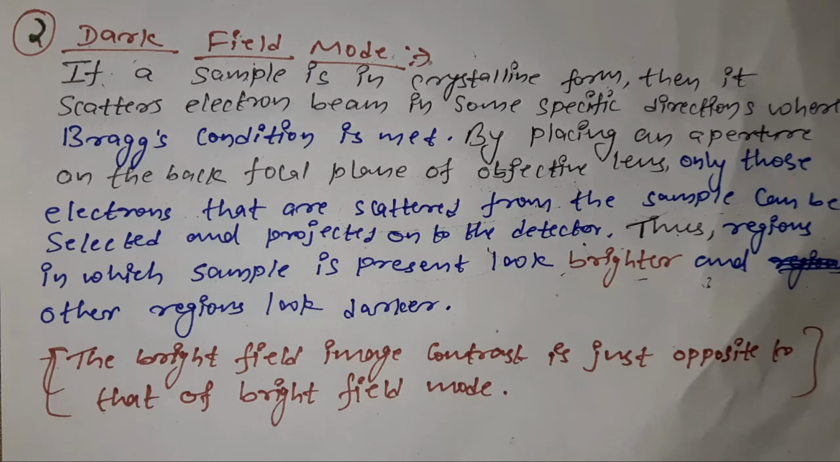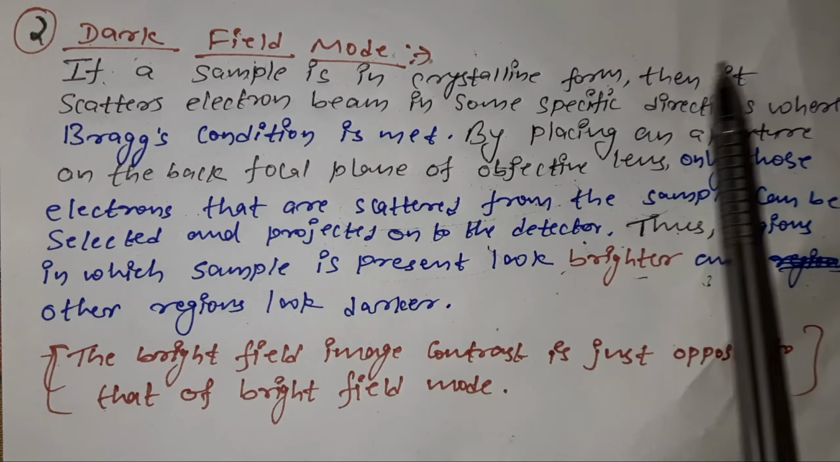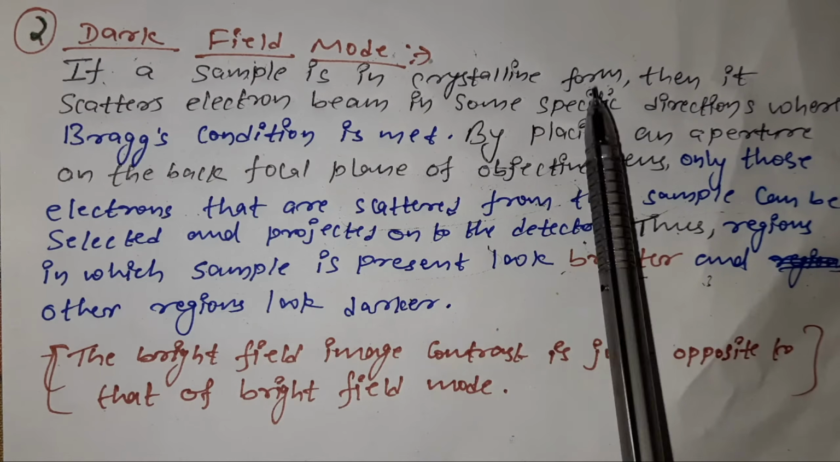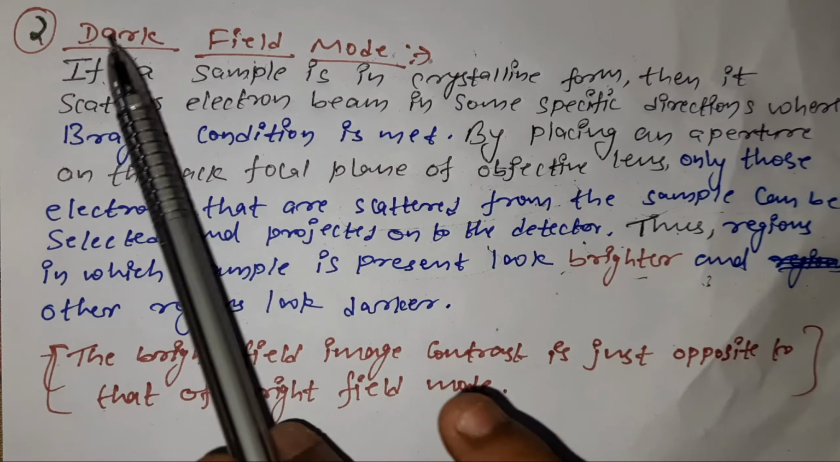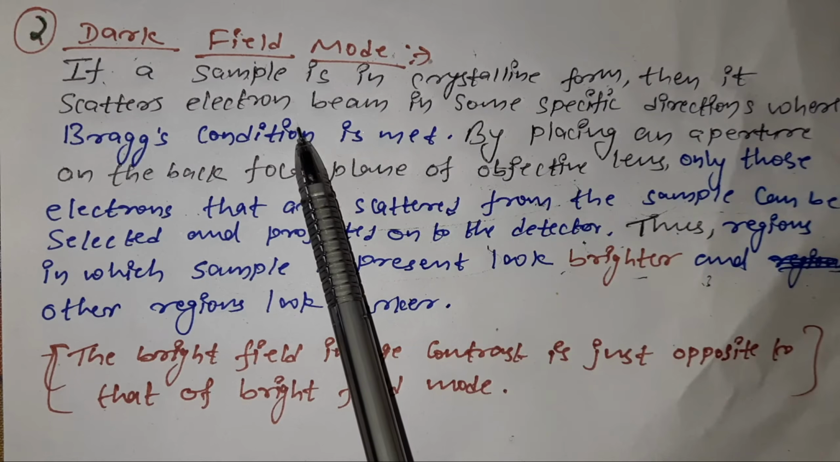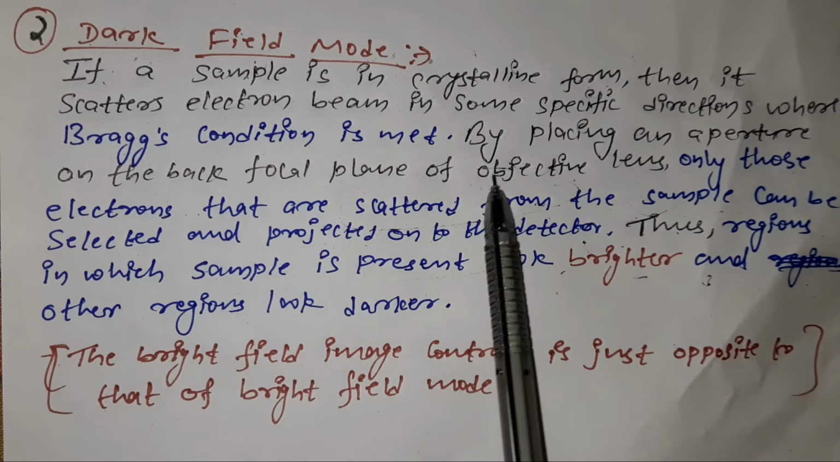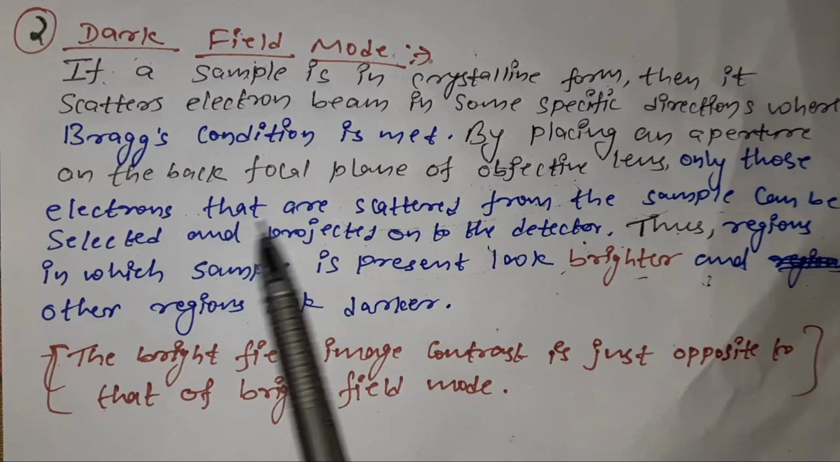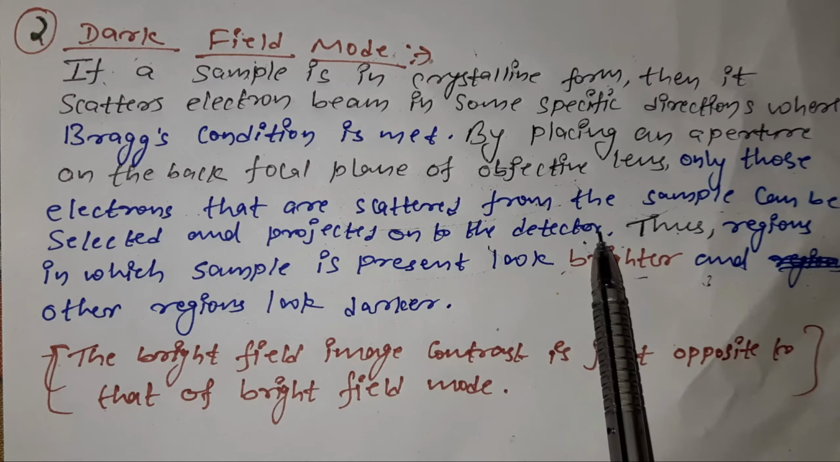The second one is dark field mode. If a sample is in crystalline form, then it scatters the electron beam in some specific directions where Bragg's condition is met. Now remember one thing, dark field mode is only for crystalline substances. By placing an aperture on the back focal plane of the objective lens, only those electrons that are scattered from the sample can be selected and projected onto the detector.